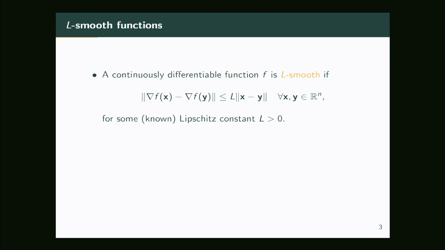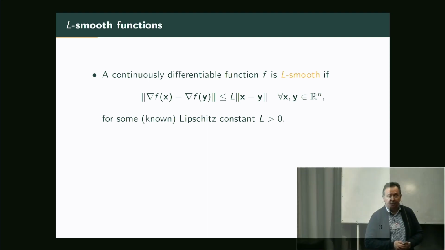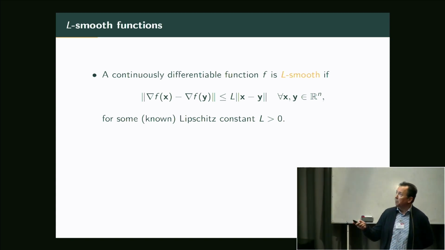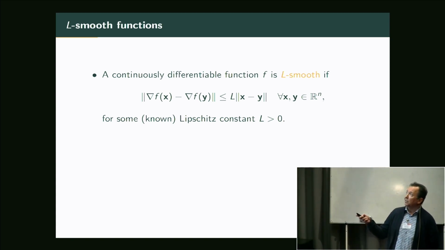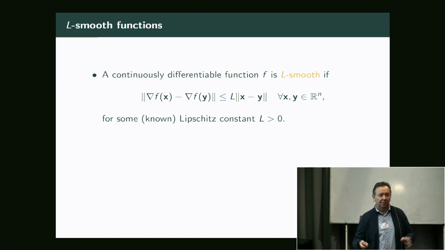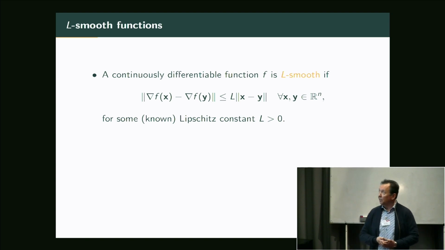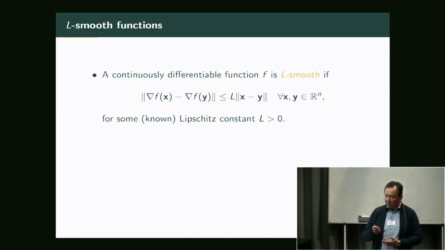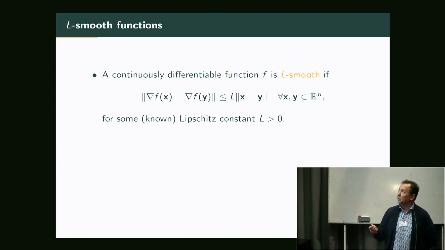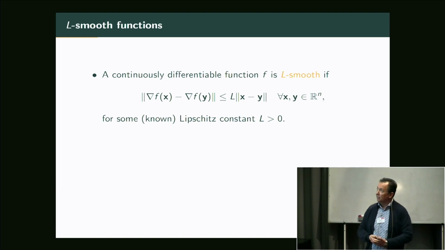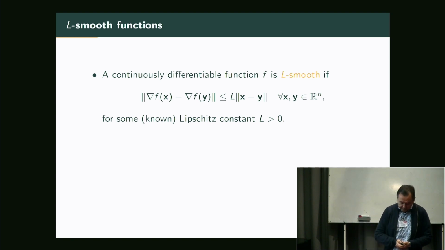But first of all, a special case of them are the L-smooth functions. And for our purposes, I'm only going to speak about continuously differentiable functions. Because we are studying the gradient method, we need the gradient, and I'm going to assume the gradient is a continuous function. But if the gradient is in fact Lipschitz continuous, then we speak about an L-smooth function. Okay, so this is the Lipschitz continuity condition, and a function that satisfies this gradient condition is called L-smooth.